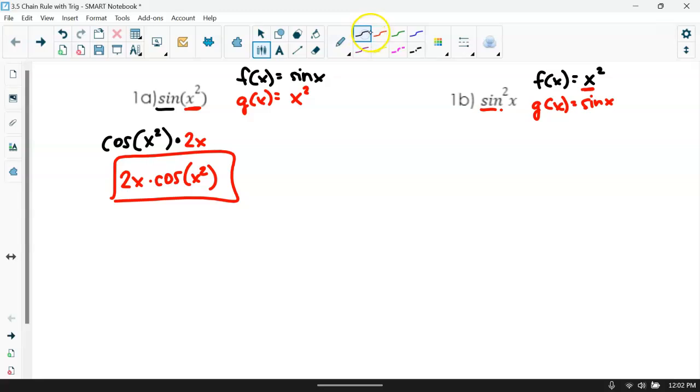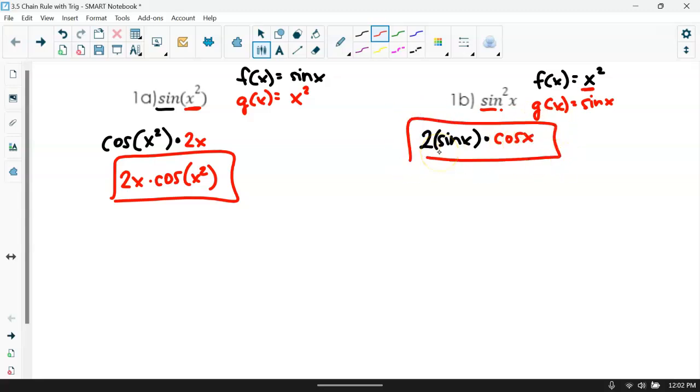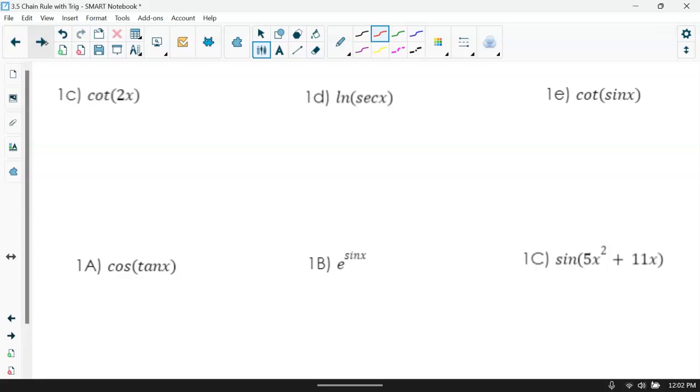So then same thing here. Derivative of our outside function is 2 times x, or 2 times sine of x. Then times the derivative of our inside function, which is sine. So in this case, derivative of sine is cosine. So notice the difference between these two functions and that placement of that exponent. So now let's go ahead and continue.